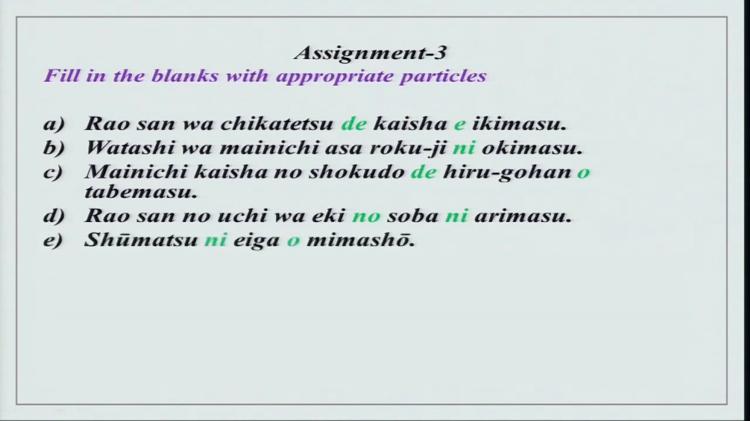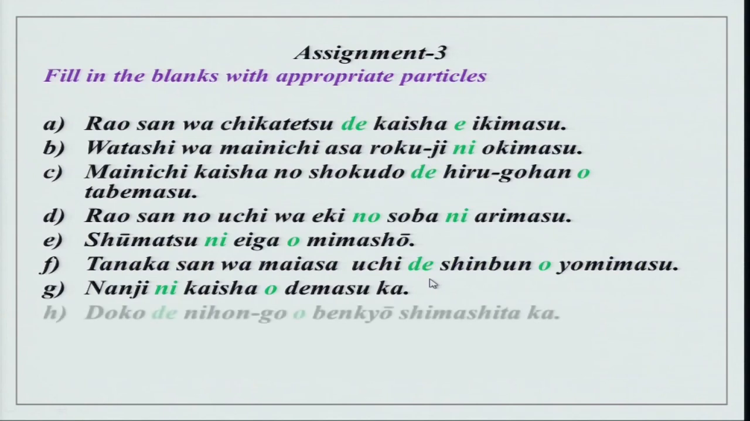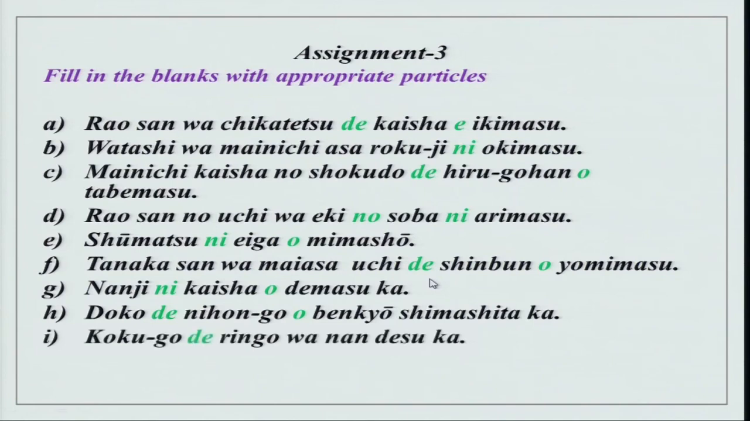Shumatsu ni eiga o mimashou. Shumatsu again for time, ni. Tanaka san wa maiasa uchi de shimbun o yomimasu. Again, place de activity o shimasu. Nanji ni kaisha o demasu ka. Nanji ni for time, ni again. Then doko de nihongo o benkyou shimashita ka. Where for place, again de, again activity over here.